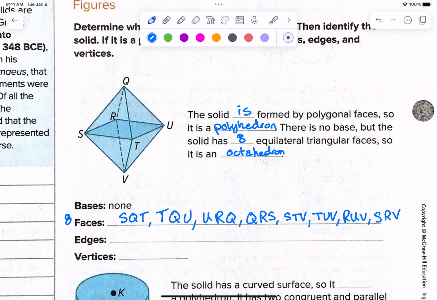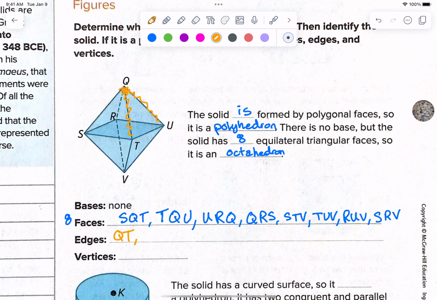Hold on. All right, edges. Do you know what an edge is? Yeah. An edge is like this guy. QT is one edge. How many edges are there total? A lot. 12. There's 4 around the top, 4 around the bottom, and 4 around the middle. Okay? So QT is 1.